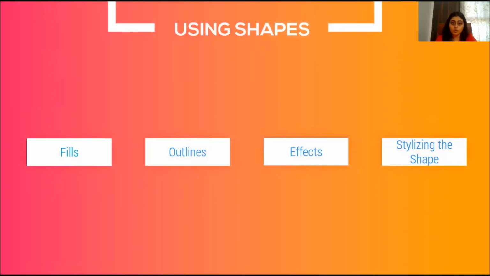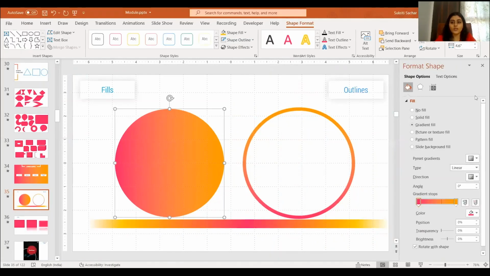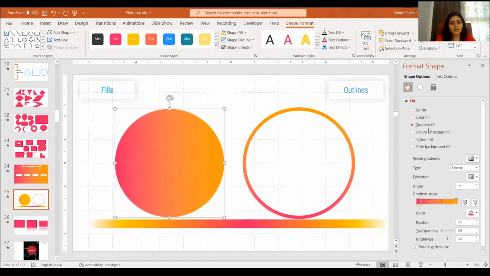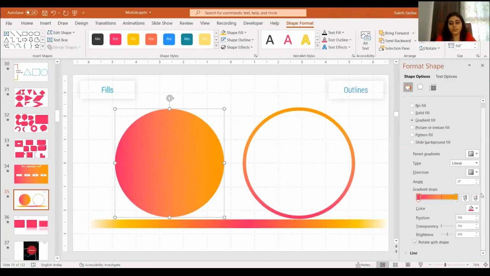Now, how do you use shapes? The same things that we did with text, we can do with shapes. In terms of fills, we already learned about solid fills. So the same way that you have text, when you go into shape options, you have the same exact options. You can make it a solid fill, or you can make it a gradient fill, right? And also in terms of outlines, outlines also have 3 options.